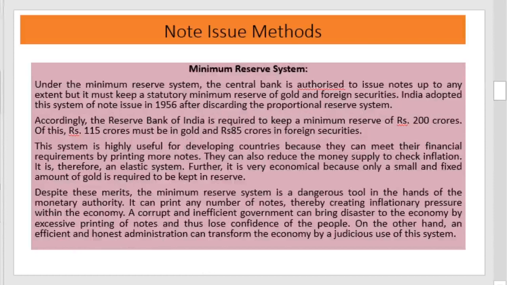Then another method is the minimum reserve system. Under the minimum reserve system, the central bank is authorized to issue notes up to any extent, but it must keep a statutory minimum reserve of gold and foreign securities. India adopted this system of note issue in 1956 after discarding the proportional reserve system. Accordingly, the Reserve Bank of India is required to keep a minimum reserve of 200 crores. Of this, 115 crores must be in gold and 85 crores in foreign securities.